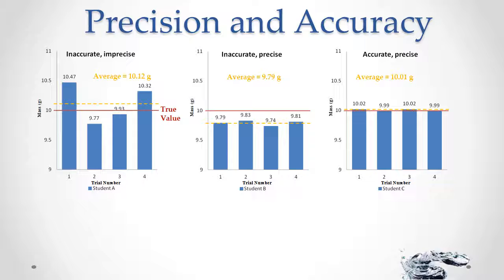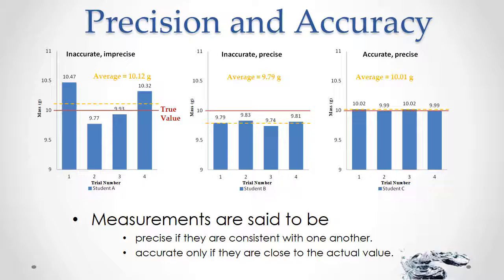We can also get accuracy and precision if we look at student C. In this case, their average is 10.01 grams, which is almost perfect to the 10.00 grams that we're supposed to have. And they're very precise. Their values are only different by 0.03 grams in mass. So they're very close together.